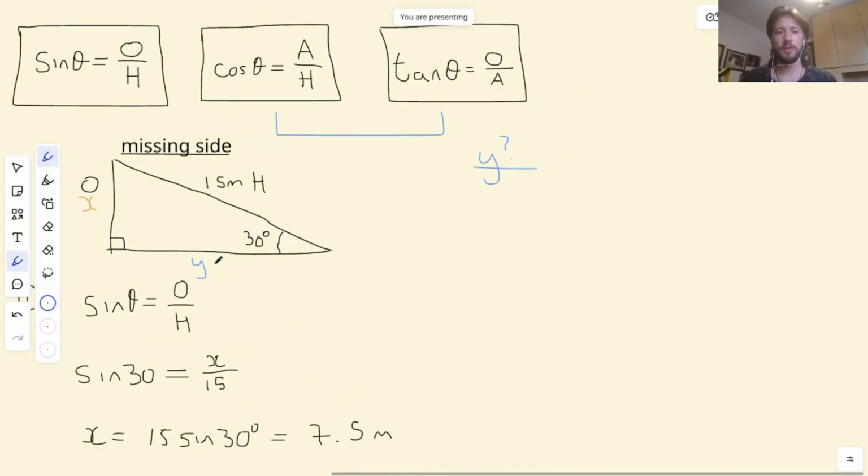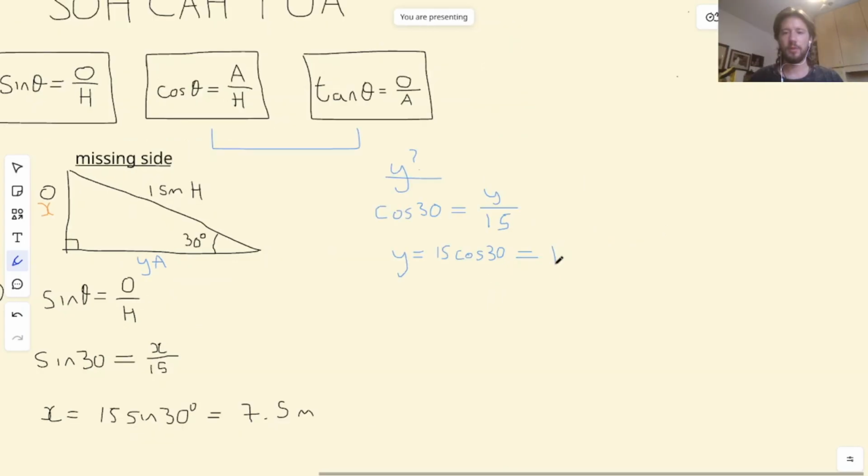We're using now the adjacent and the hypotenuse. That means we need to use the cosine equation. So, cosine of 30 equals adjacent, which is our y, divided by the hypotenuse, which is 15. Rearranging for y, we get y equals 15 cos 30, which is 13 if you round it.